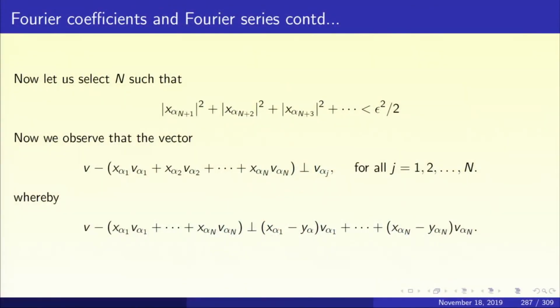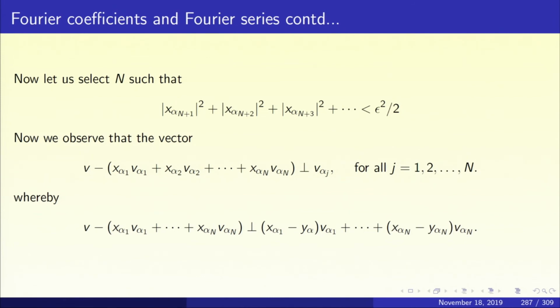It is very simple. We take the N to be so large that mod x alpha N plus 1 squared plus mod x alpha N plus 2 squared plus mod x alpha N plus 3 squared etc. is less than epsilon squared by 2. Remember that the sum of the squares of the x alpha converges and so forms a Cauchy sequence. So, this tail of the convergent series is less than epsilon squared by 2.